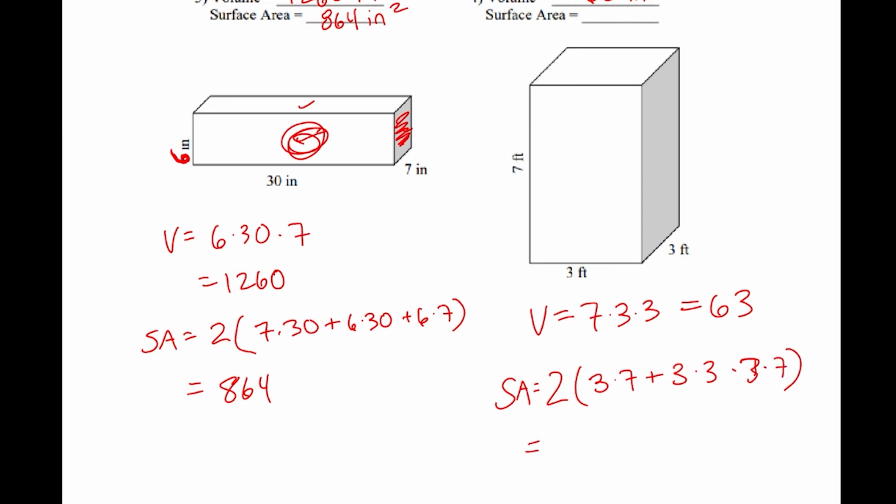So 7 by 3, I'm just going to type all this in. 2 times 7 times 3 plus 3 times 3 plus, oh, that should be a plus there. Let's fix that. 3 times 7 is 102. So the surface area would be 102 square inches.